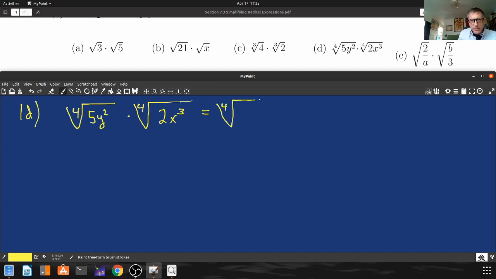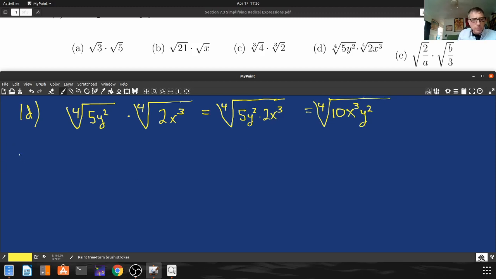That's the fourth root of 5y squared times 2x cubed, which is equal to the fourth root of 5 times 2, which is 10. And if you want to put your variables in alphabetical order, you can. We're going to have x cubed first, if that's the case, and y squared second. And that's the best we can do.